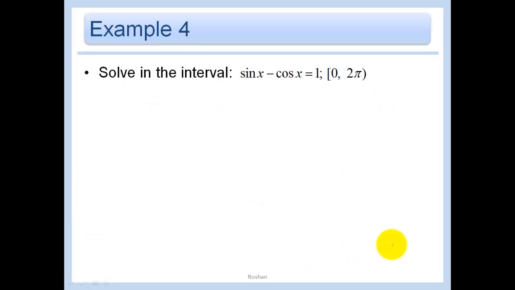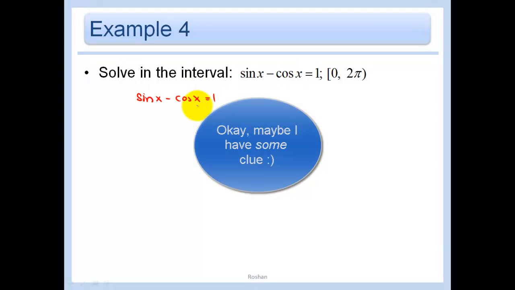All right, now let's solve it in an interval again. So we're thinking that's slightly easier, but don't be fooled. Don't be fooled for a moment. This is example 4 for a reason. I have no clue what to do. I have sines and cosines. I'm really not happy.